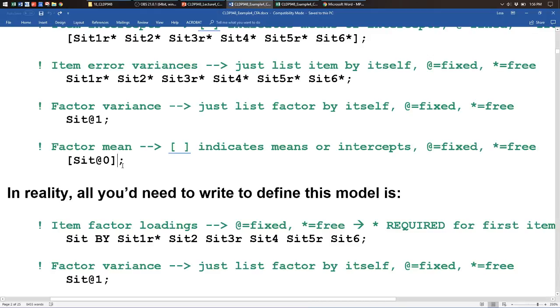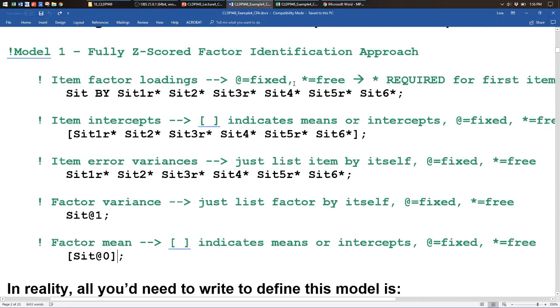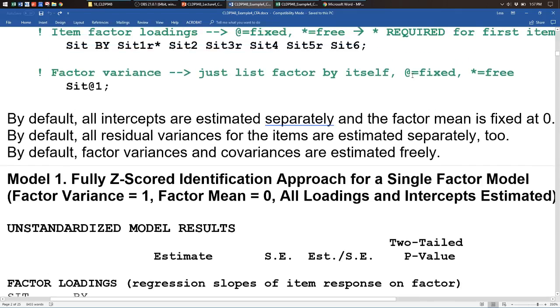So we have identified our model. We have set the scale of the model such that the factor is distributed with a mean 0 and standard deviation of 1. And that means we can estimate all the loadings, all the intercepts, and all the error variances for each item. Okay. Questions? All right. So here's some output.